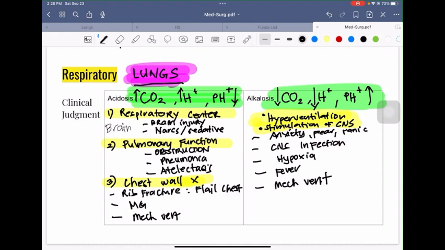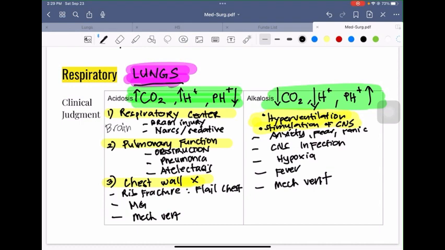You're going to learn it more. You may Google it right now. I'm not going to give you free tips for that. All right, but yeah. So mech vent, rib fracture, anything that has to do with the chest wall expansion, yeah, that's going to be an acidosis problem.